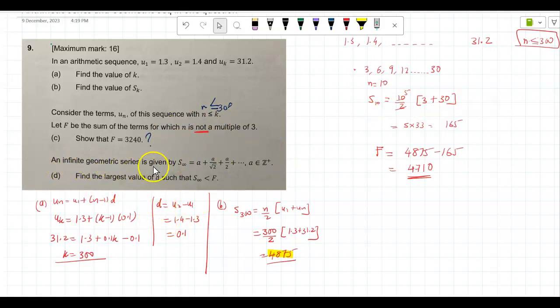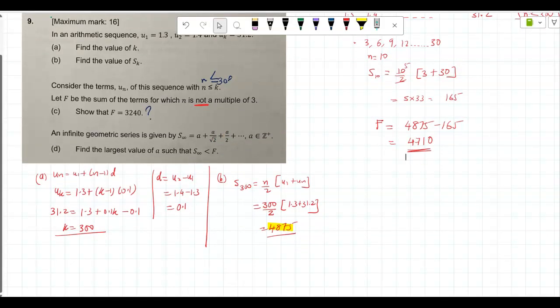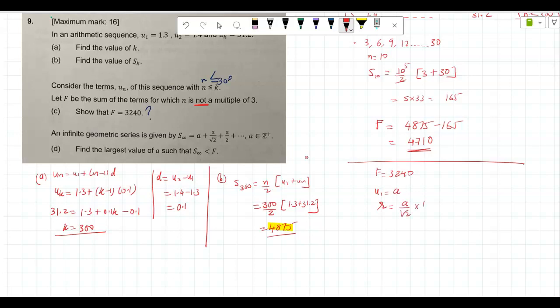Now, an infinite geometric series is given by S infinity equal to A plus A upon root 2 plus A upon 2 and so on. You have to use this formula, you can't use the regular formula. Find the largest value of A so that S infinity is less than F. You know F is 3240, so I'll take that as my F. My first term is A. My common ratio is second term upon first term, A upon root 2 times 1 upon A. So that's 1 upon root 2.